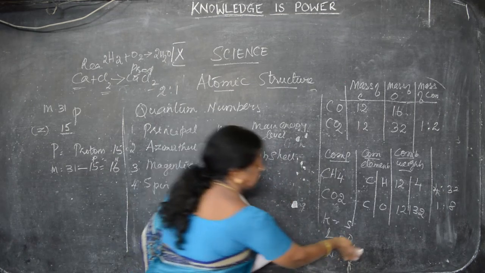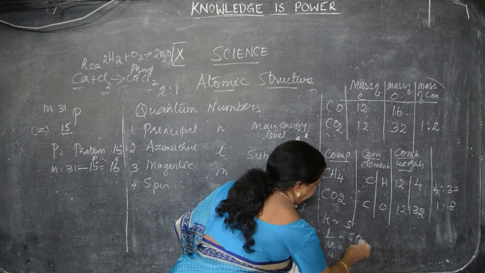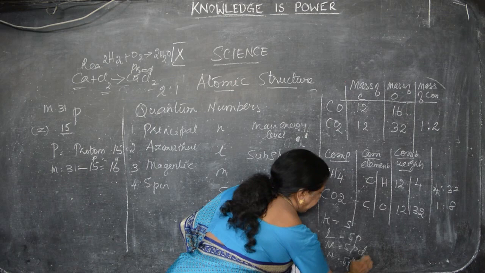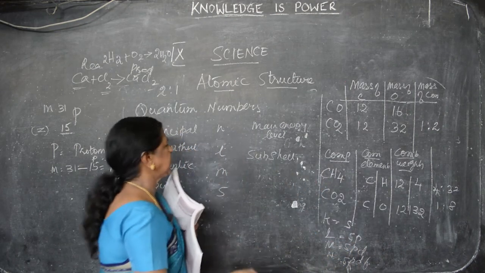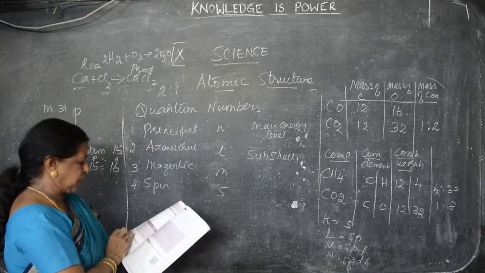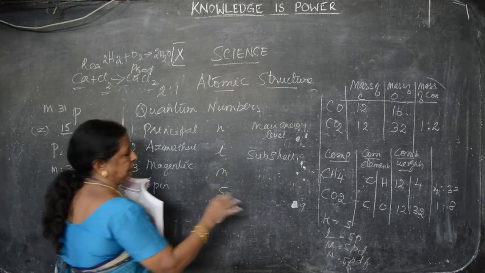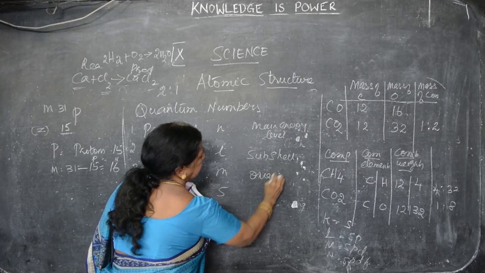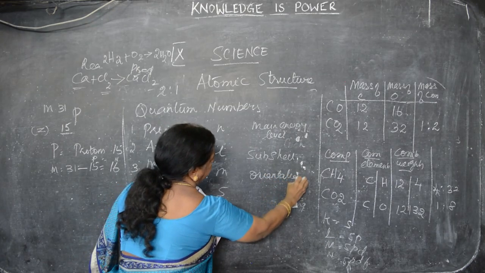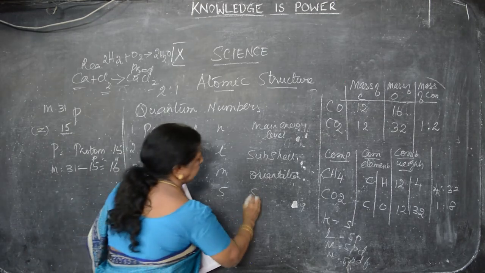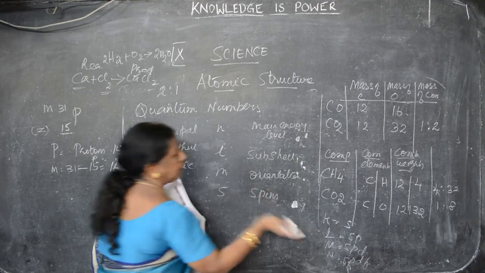K has only S, L has S and P, M means S, P, D and N has S, P, D, F. These are the subshells, and we can find out which subshell it is. And the last one, the magnetic quantum number, is the orientation of the orbital. We can find out the orientation, where it is located. And the last one is the spin of the electron, how the electron revolves in that. Spin means rounding.